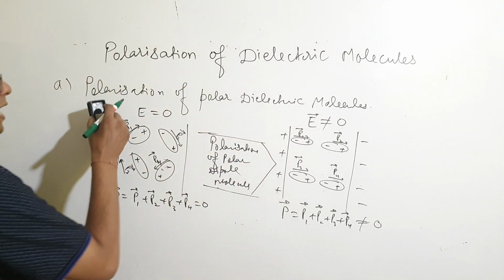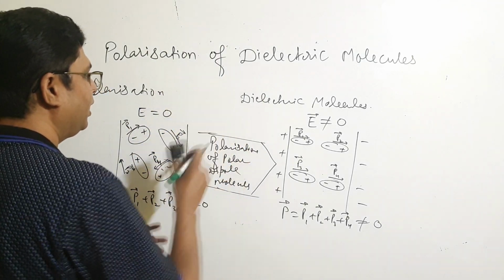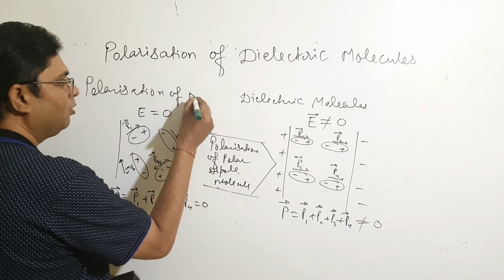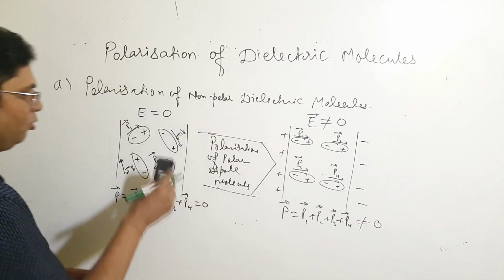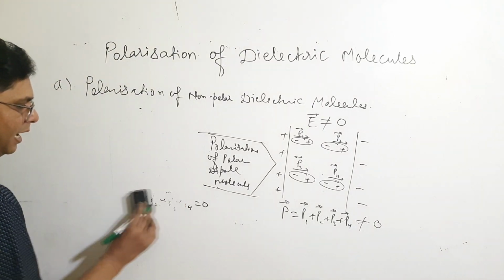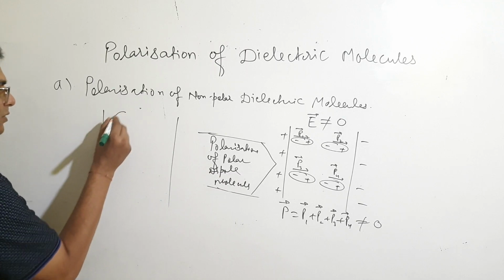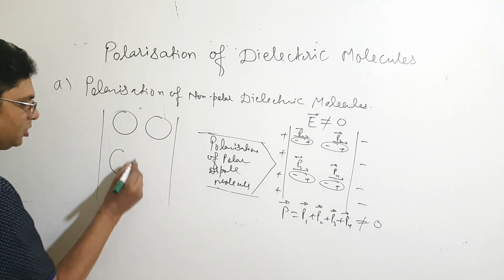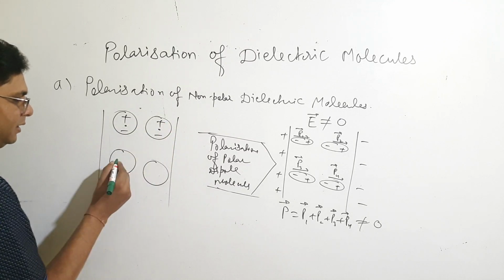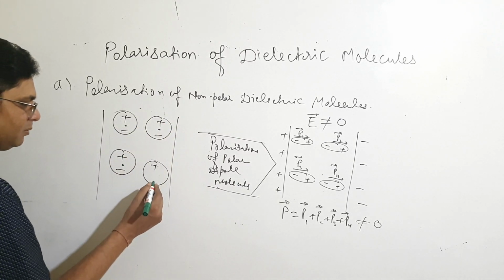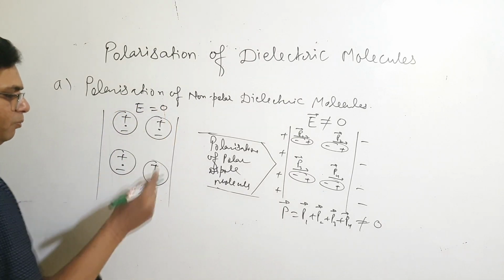Now let us understand polarization of non-polar dielectric molecule. When you take non-polar dielectric molecule, then non-polar dielectric molecules have centers of plus and minus charge coincide. So plus minus center is here, plus minus center is here, plus minus center is here, plus minus center here. So here you have electric field E equal to 0.